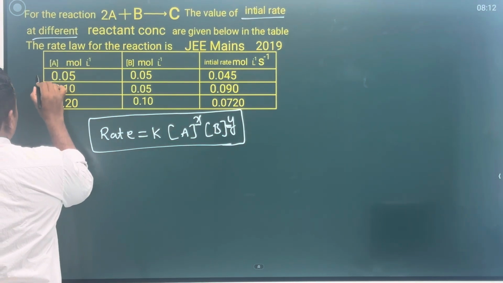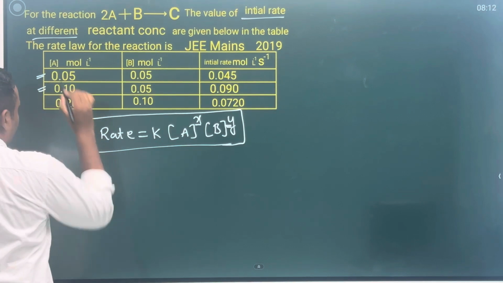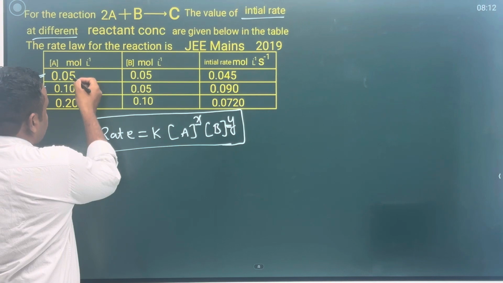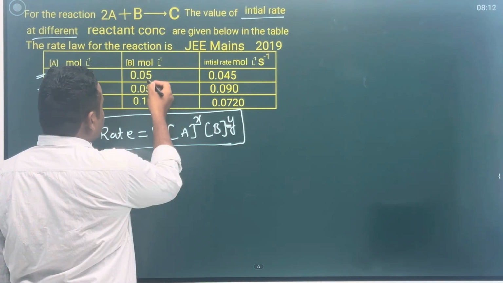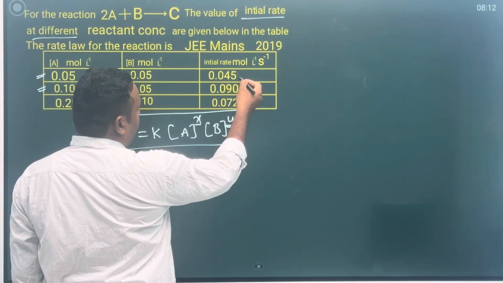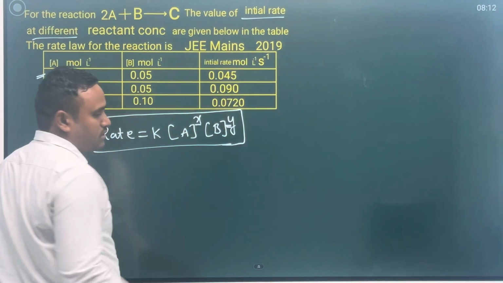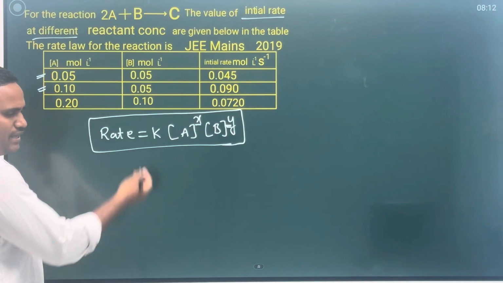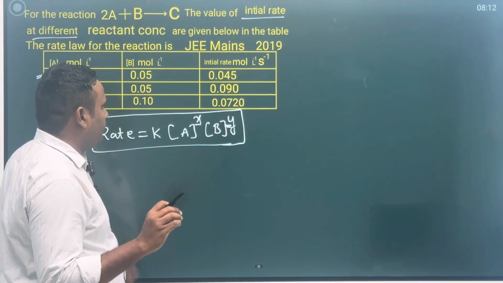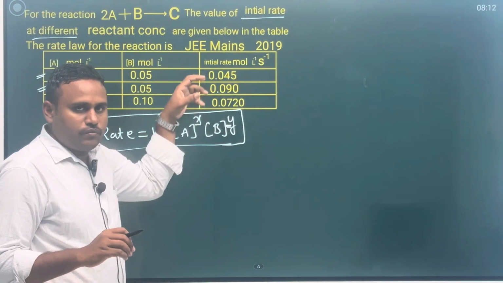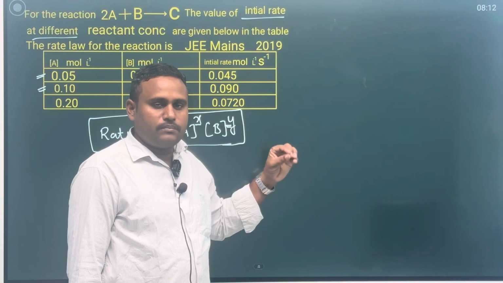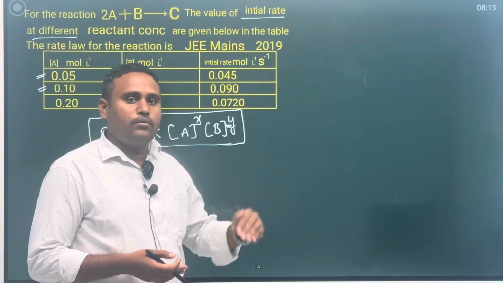So from experiment 1 and experiment 2, when you observe, the concentration of A is doubled, and the concentration of B is constant. So when the concentration of A is doubled, the rate of reaction is also doubled. Okay, so directly like that also we can do, but if you simply do it like that you may get confused. First we will follow the process. In the next problems, I will give an idea how to do it.